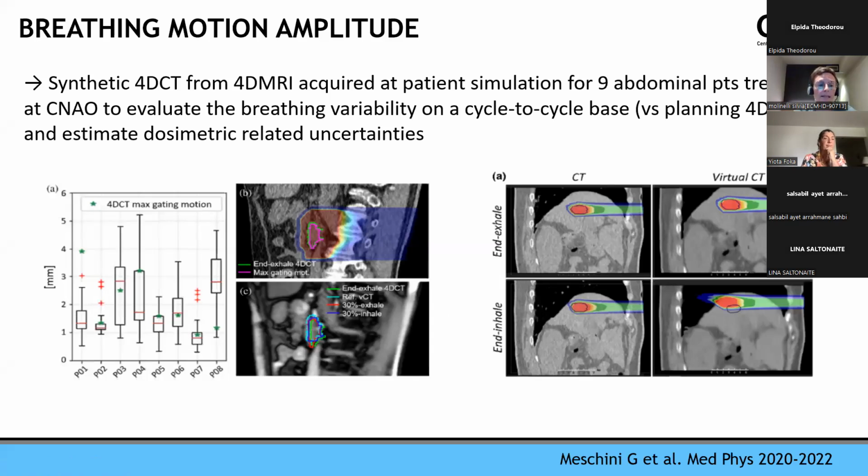So in some cases, from the 4D CT, it's overestimated, but in other cases, it's significantly underestimated. As in this one, this is a case where we completely missed the tumor position.